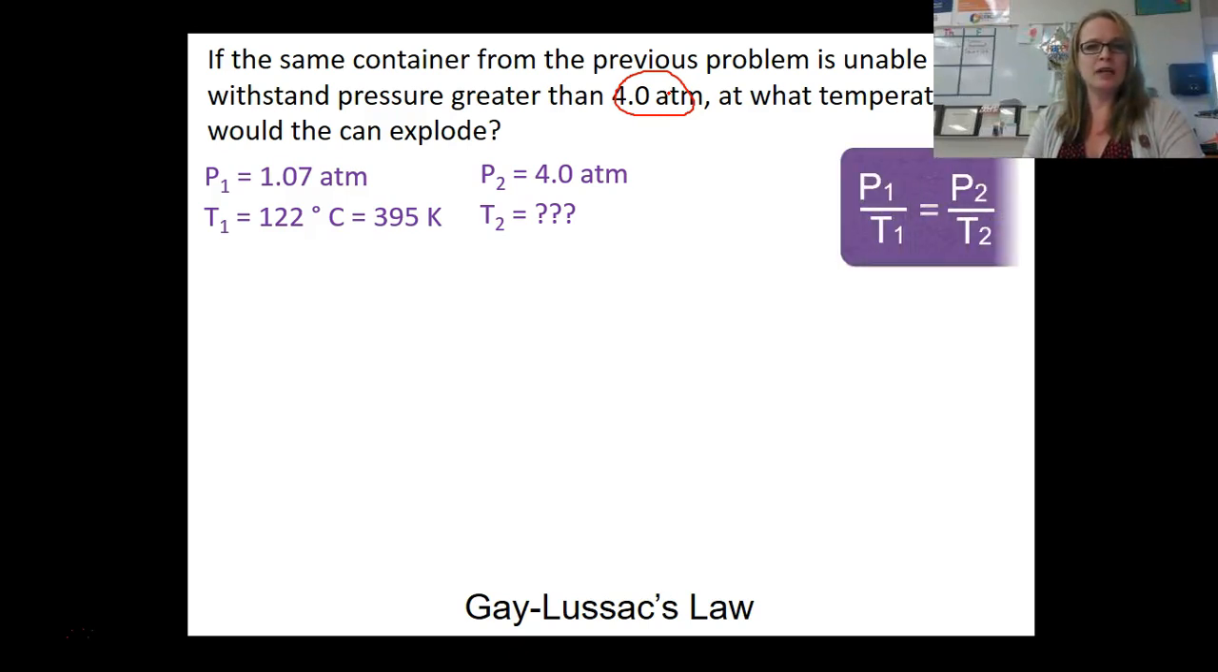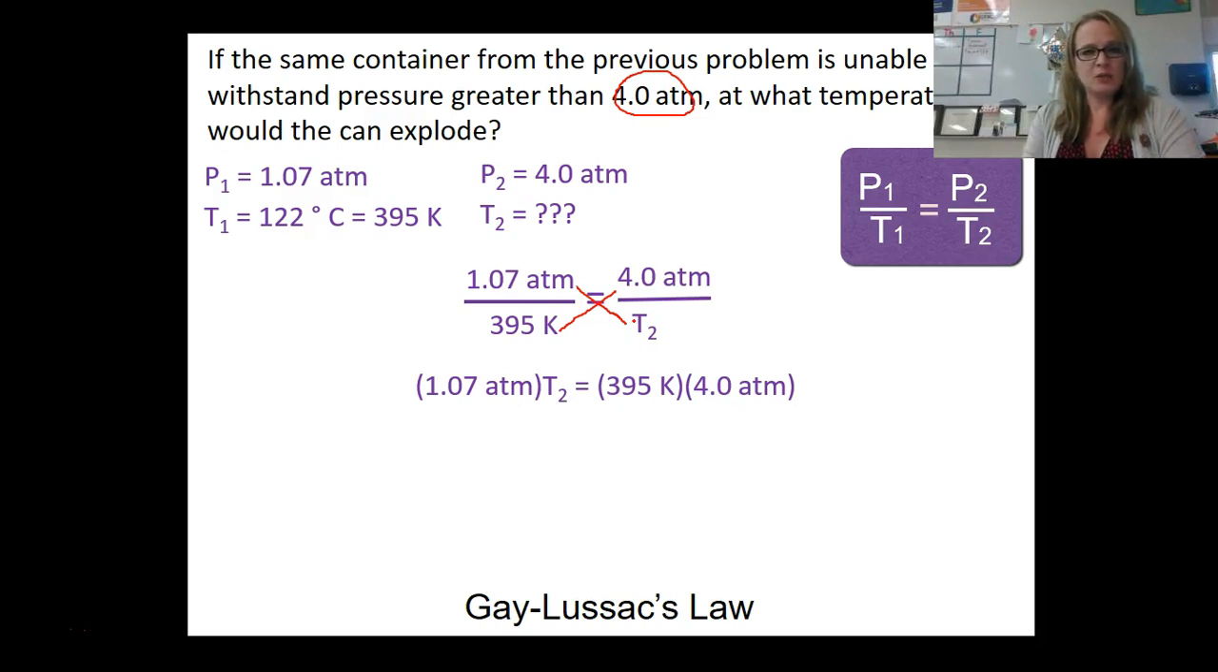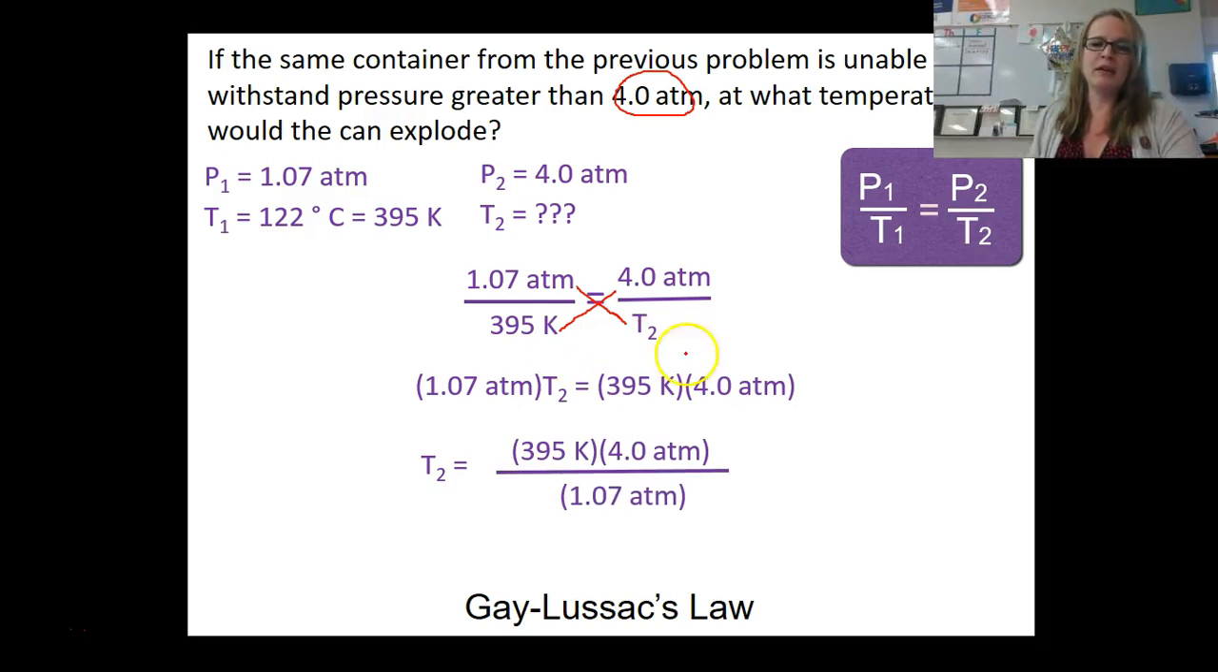Alrighty. Got our handy dandy equation. Now we're going to just plug it in. 1.07 divided by 395 equals 4 over T2. And again, cross multiply. So we'll take the 4 times 395, equal to 1.07 times T2. And then we're going to get T2 by itself by dividing through by the 1.07 atmospheres. When you do that, atmospheres go away, and we are all set to solve. And how many sig figs would this answer have? Hopefully you said 2. Rounding to 2 sig figs gives me 1500 Kelvin.